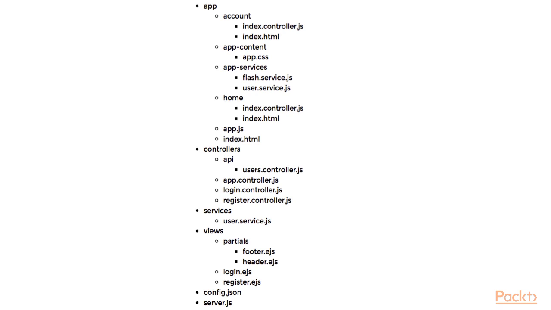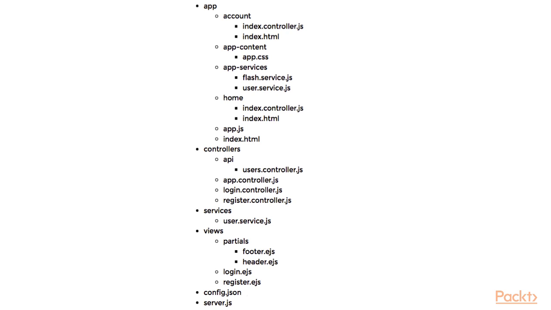If we can look here, we have a project structure. It's pretty clear. We have our app folder. Then we go right into the app folder. We have the controllers, we have the services, we have the views. Down here, we actually have the configuration.